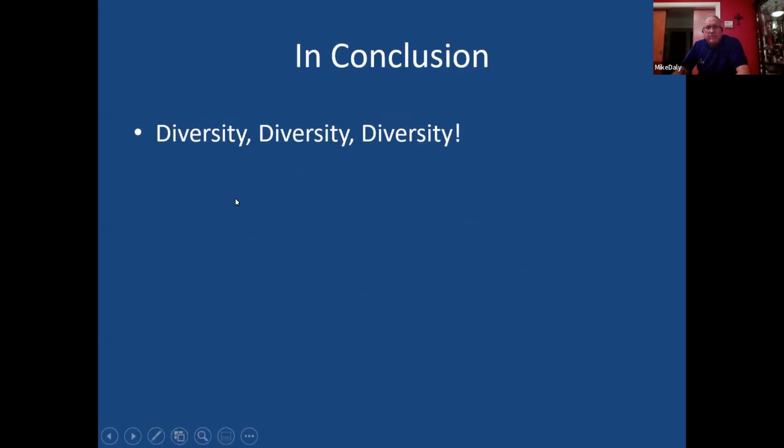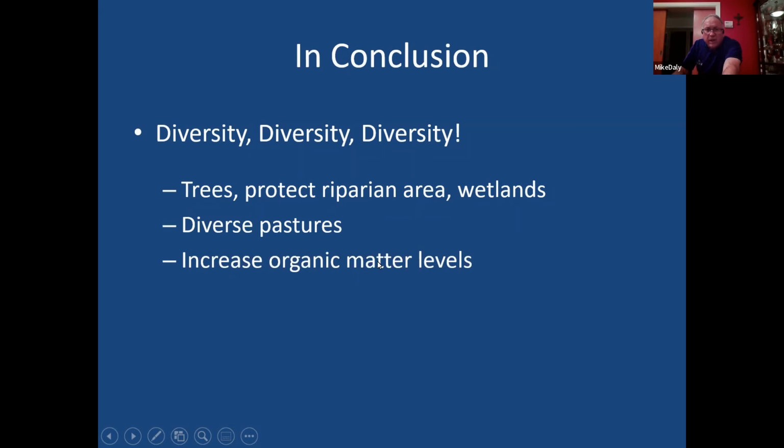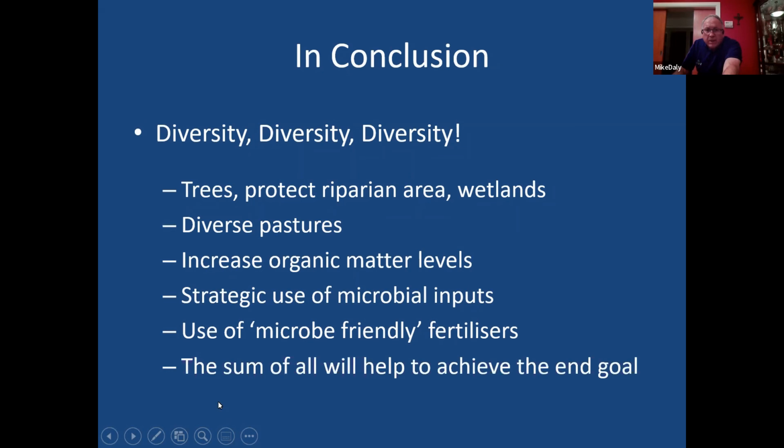So in conclusion, that was my catch cry: diversity, diversity, diversity. Trees protect riparian areas and wetlands. Grow trees, protect the riparian area and have wetlands. Diverse pastures, increase organic matter levels. Strategic use of microbial inputs. Use of microbe-friendly fertilizers. This is important. The sum of all will help to achieve the end goal. So there's not one silver bullet for everything. There's lots of different ways of achieving the end goal.